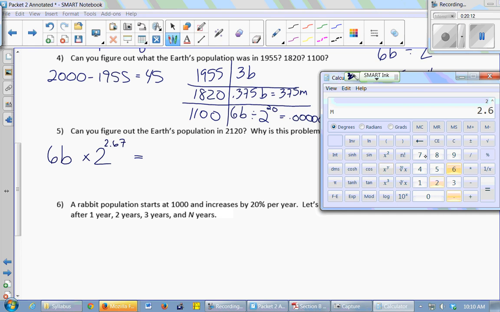You can plug it into any calculator that knows the order of operations. Yeah, so if I do 6 times 2 raised to the 2.67, I can just type it all in because this calculator knows the order of operations, and most calculators do.